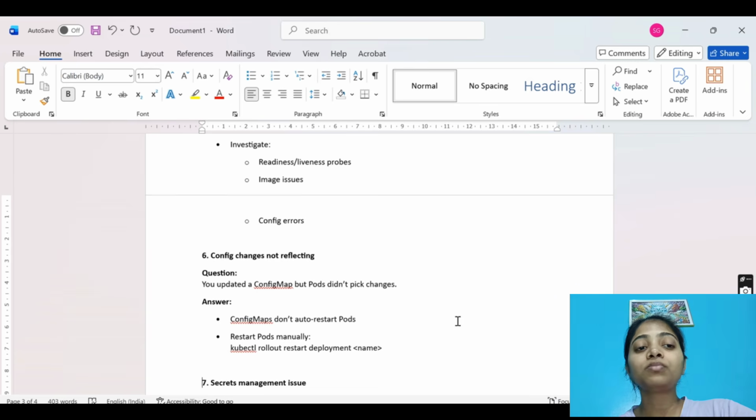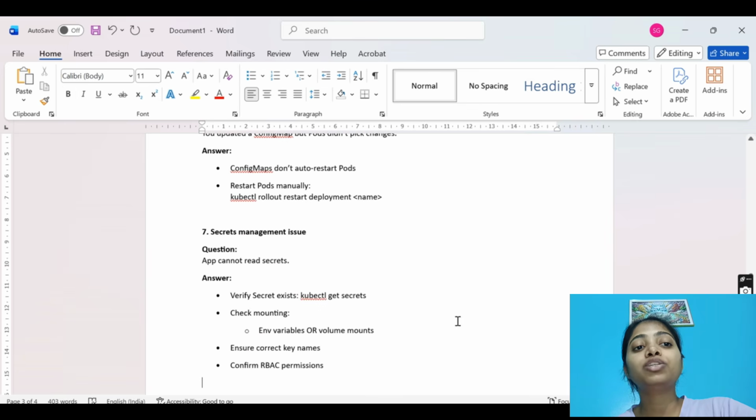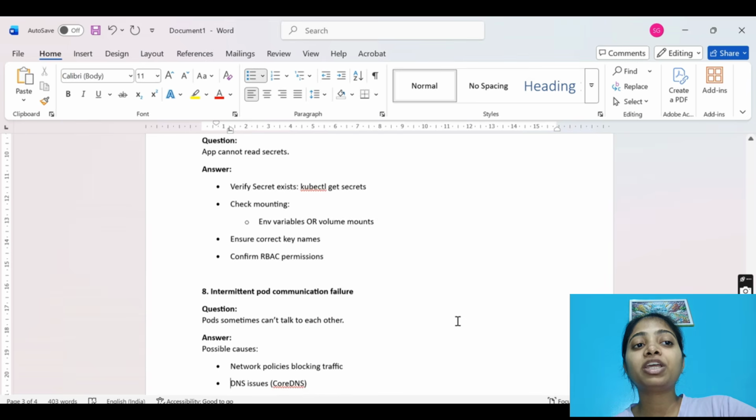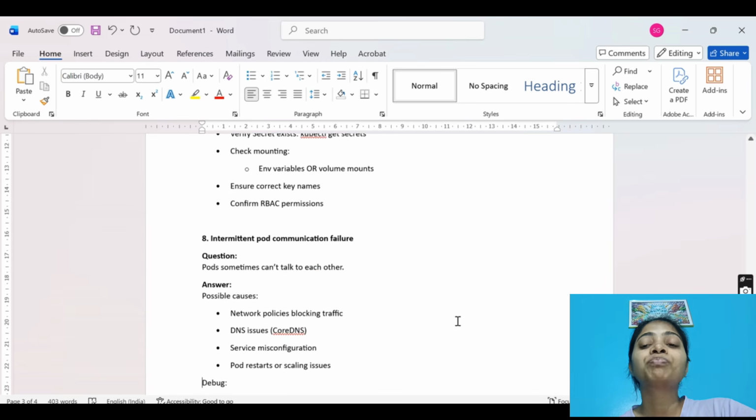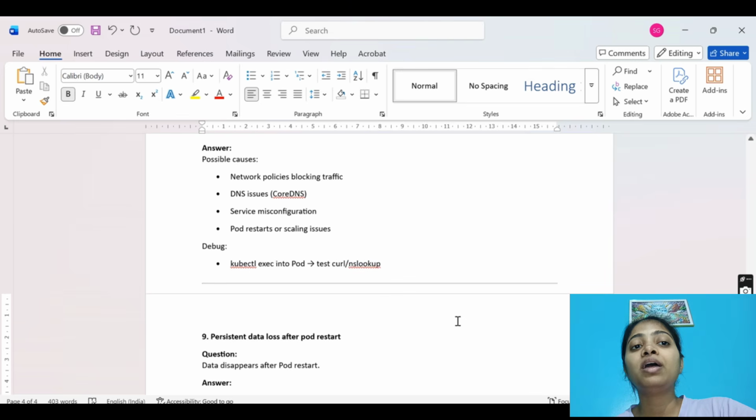Okay. Then the secret management issue, where the app cannot read the secret. So we need to check that we have mounted it correctly, that the secrets exist, ensure correct key names, and confirm RBAC permissions. Then the intermittent pod communication failure. This can be due to network policy or CoreDNS not working, service misconfiguration, or pod restart or scaling issues. So we need to go into the pod by using the kubectl exec command and then check.